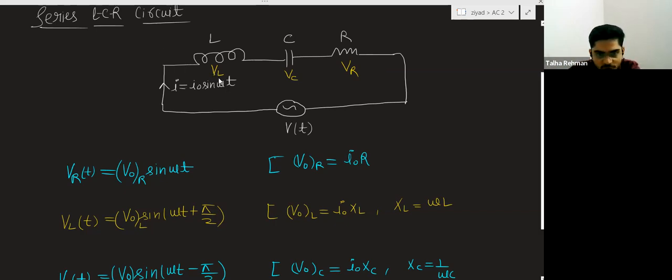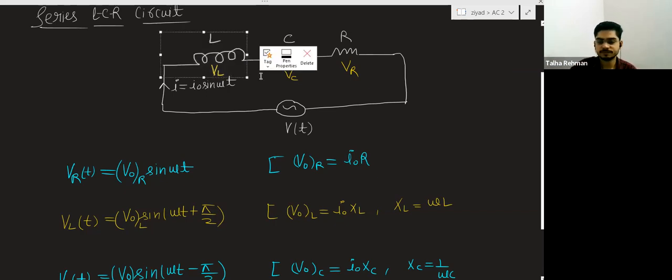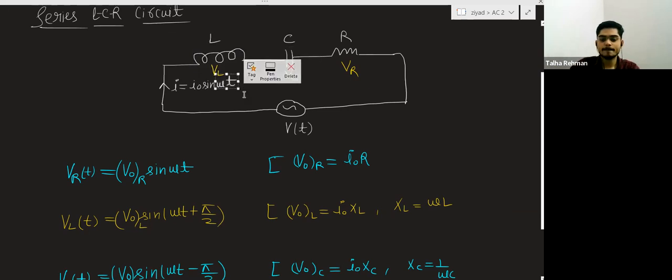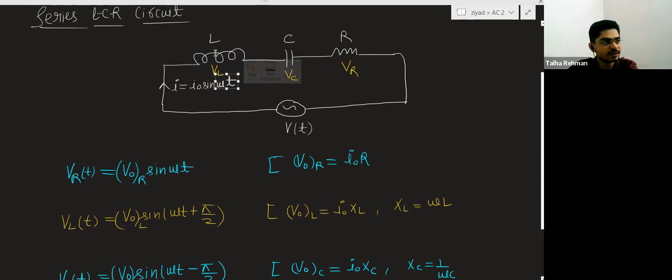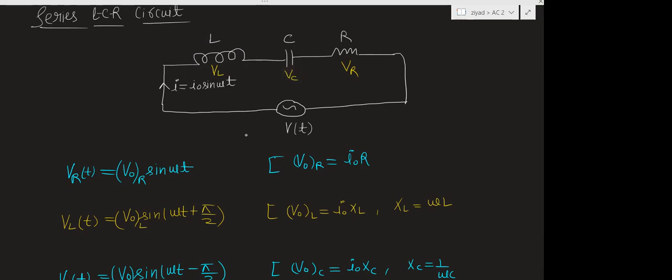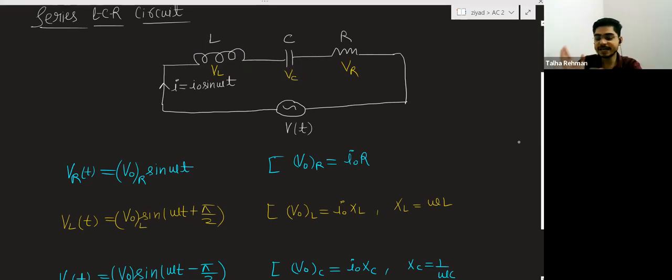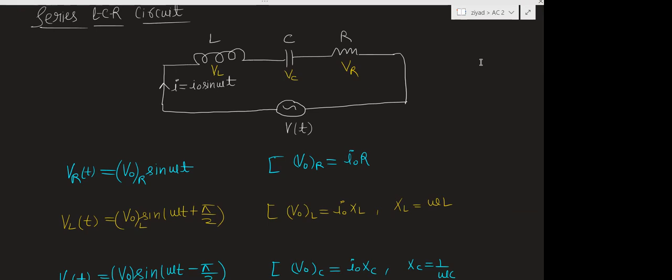Now see the inductor. We are writing the voltage equation of the inductor. What is the phase of the current? Omega t. And in case of the inductor, I have told you the voltage leads the current by pi by 2. So the phase of the voltage will be 90 degrees more than the current.